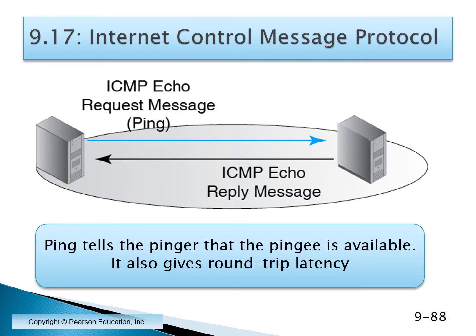Another example use of ICMP is the ping command. When you type a ping command on your computer, you send a message to the destination IP address, and the destination host will reply with a message saying that it's available, and it will also tell you the round trip latency. A lot of times people use the ping command to check whether a server is up and running or not. So ping tells the pinger that the pinged host is available, and it also gives the round trip latency. These messages are sent on ICMP.